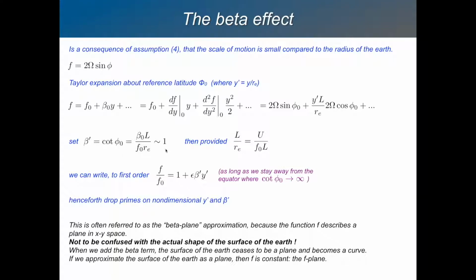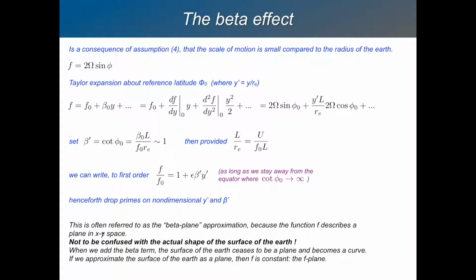You can't get too close to the equator because that's where cotangent of the latitude goes to infinity. So it's an extratropical beta approximation. After that non-dimensionalization, we can write f over f naught is equal to 1 plus epsilon beta prime y prime. So there you have it. You have that small parameter in front of the beta term, where you have this variation with latitude of the Coriolis parameter. So we're going to drop primes on y and beta.